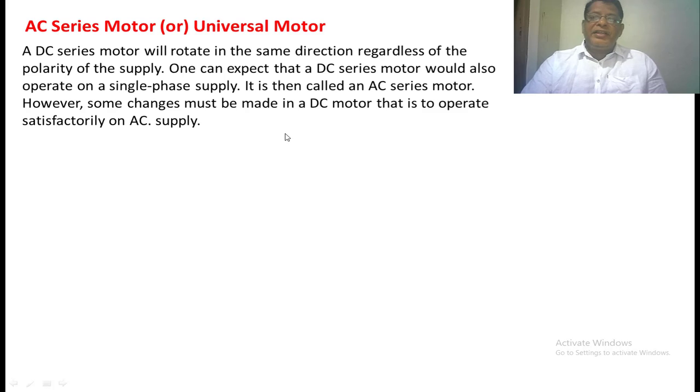There is no difference between the construction of the DC series motor and the AC series motor. But the only thing is, if we want to use the DC series motor as an AC series motor, where we are applying AC voltage, we have to do some construction modification so that we get good efficiency.